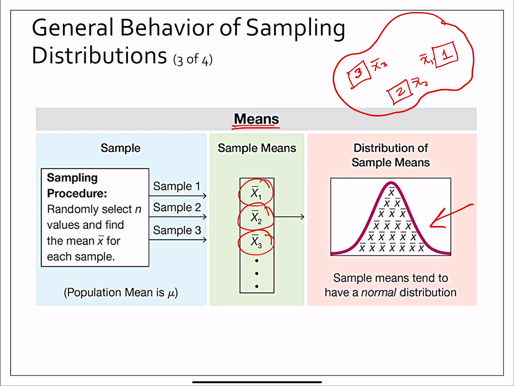And here's another important note. When we look at a distribution of sample means, from a bunch of different samples, they tend to be normally distributed as well, just like our sample proportions. And you should already know it, but just as a reminder, X bar is a what? A statistic.